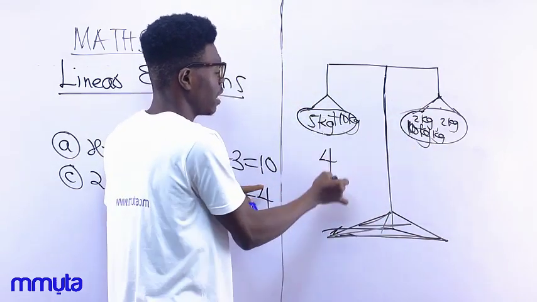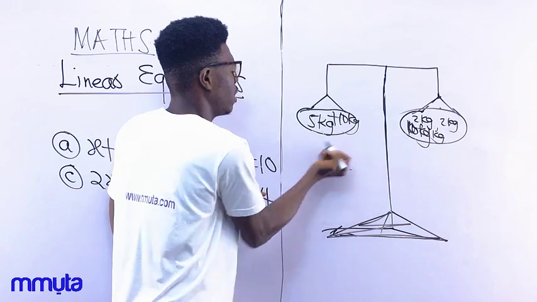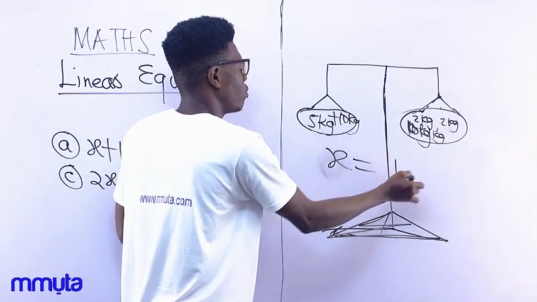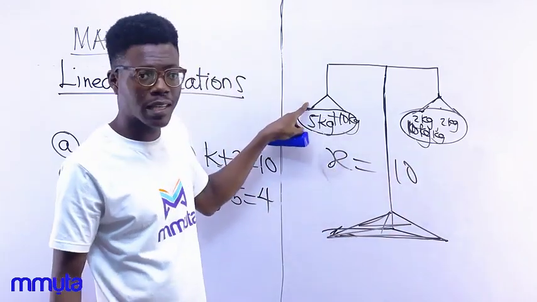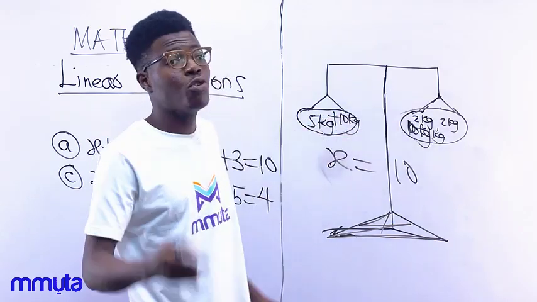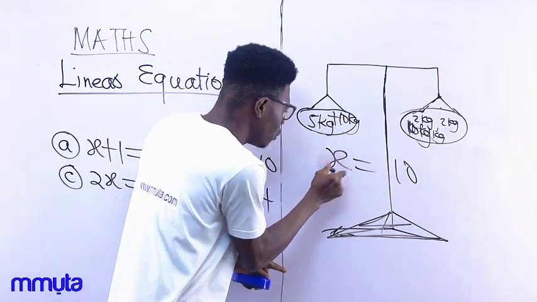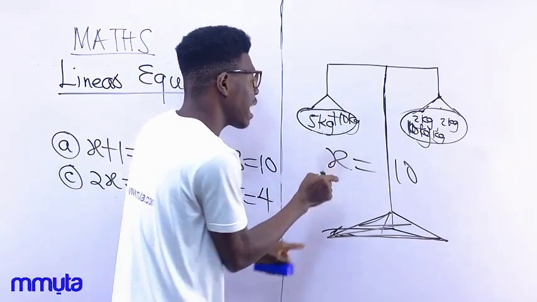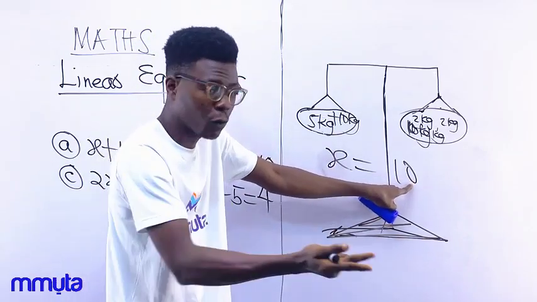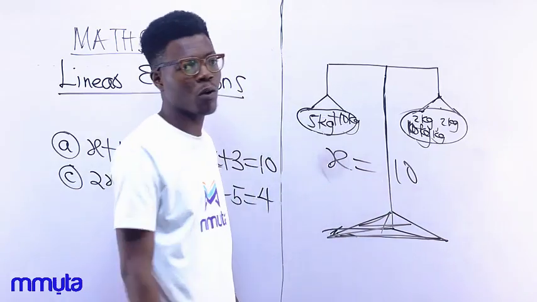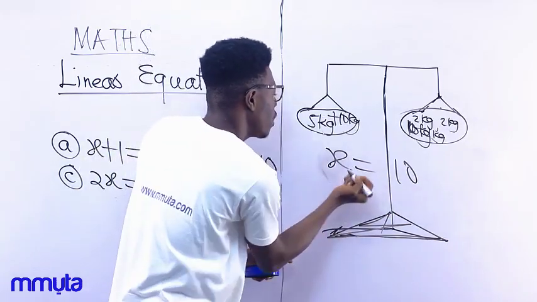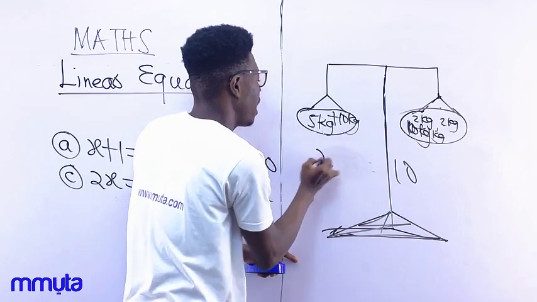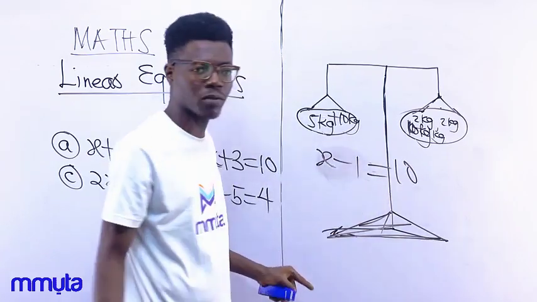So if we have something like x is equal to 10, this x is on this side and this 10 is on this side. You are asking, what is the value that will make both sides balanced? And what will make this side be on the same level with this side is when x is equal to 10.